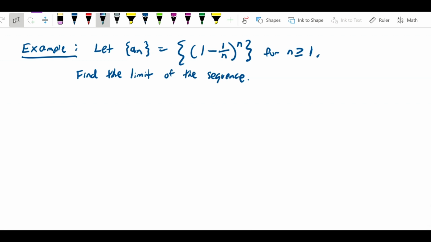So I want to do yet another sequence limit because the technique that's used here is something that's going to be very, very important a little bit later on in the chapter. So I thought it would be useful to just cover now how to do this. So the problem is to find the limit of the sequence (1 - 1/n)^n for n greater than or equal to 1.